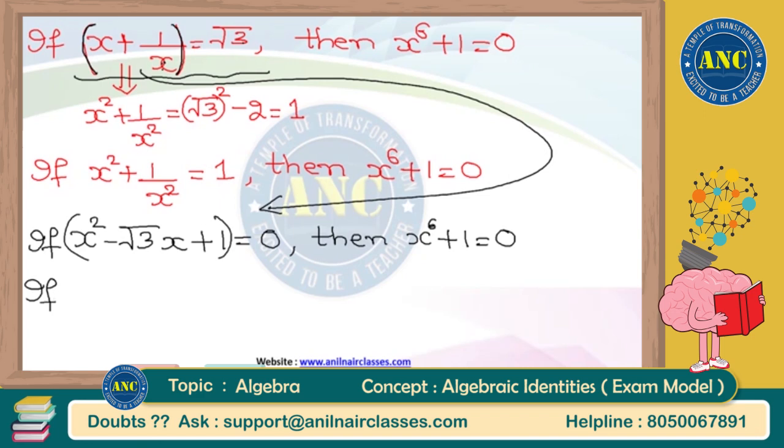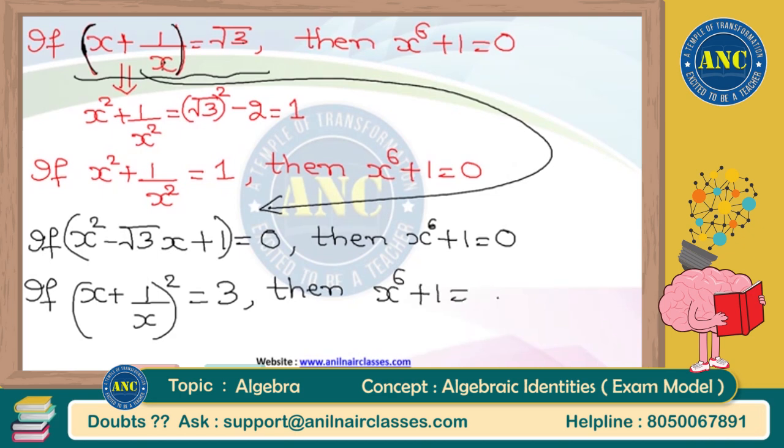What is that another format? X plus 1 by x value is given on the left hand side. Root 3 is given on the right hand side. Let me square both sides. That means it becomes x plus 1 by x whole square, which is equal to root 3 whole square, that is 3. This also is another way of writing. And in this case also, x power 6 plus 1 will be equal to 0.